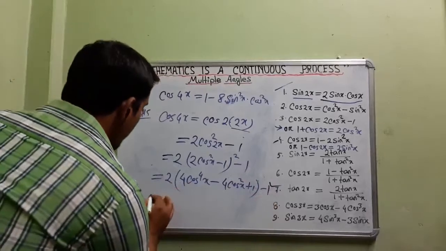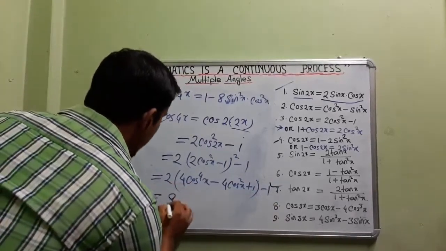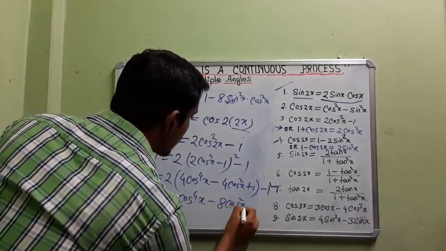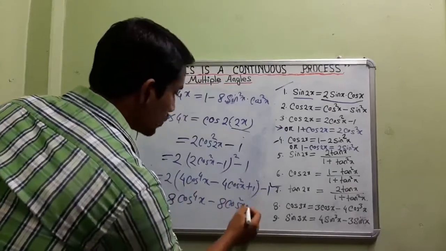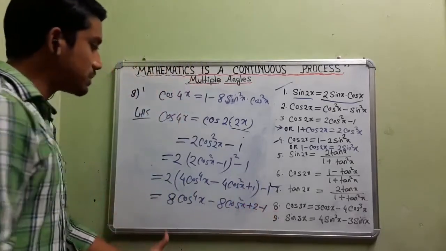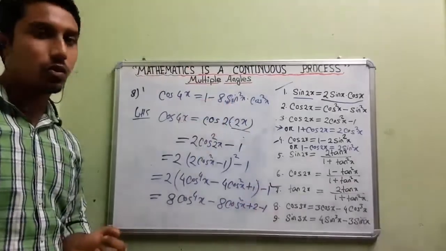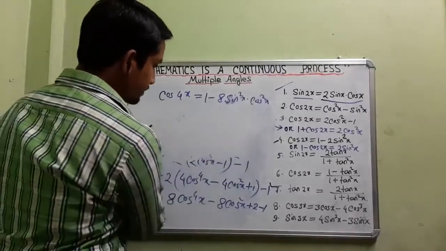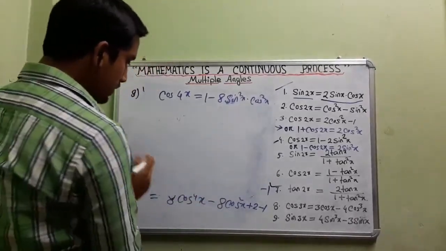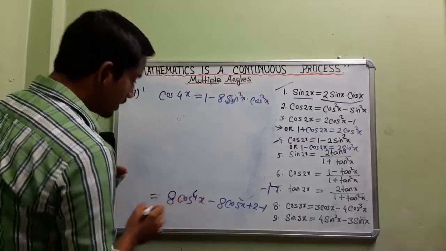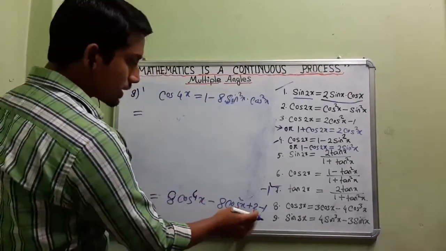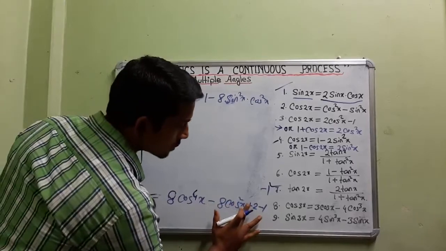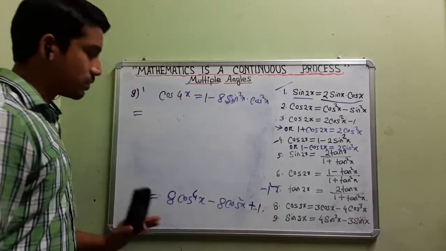Now what I am getting is 2 into 4, that is 8 cos to the power 4 x, minus 8 cos square x, and 2 into 1, that means plus 2 minus 1. We got this much, but we need to have sine also, so we will convert it. Let me rub this part. So we got this much: 8 cos to the power 4 x minus 8 cos square x, and plus 2 minus 1 will give you plus 1 only. So I have written plus 1.